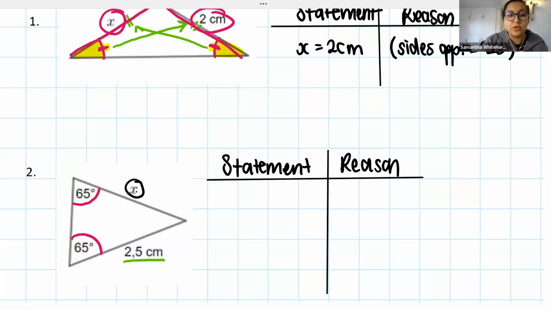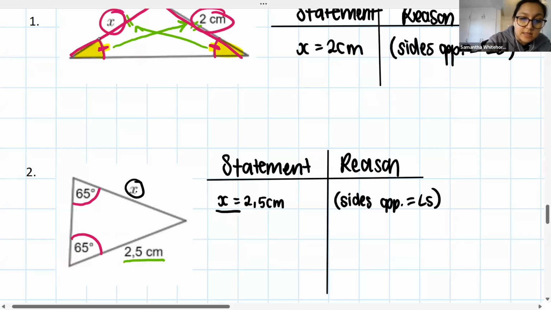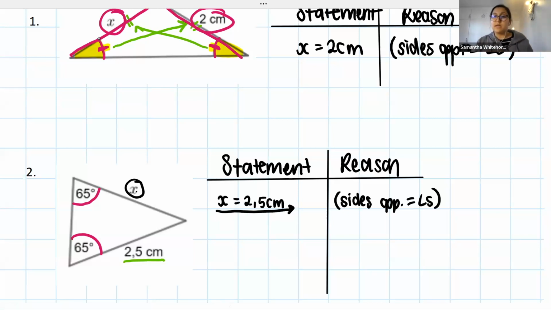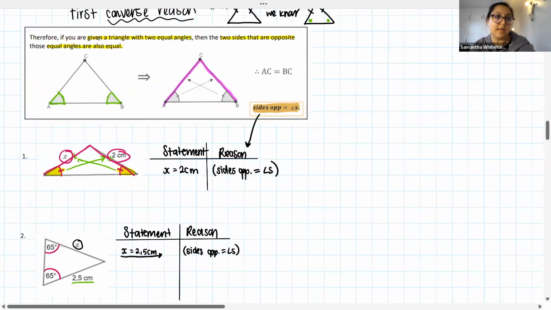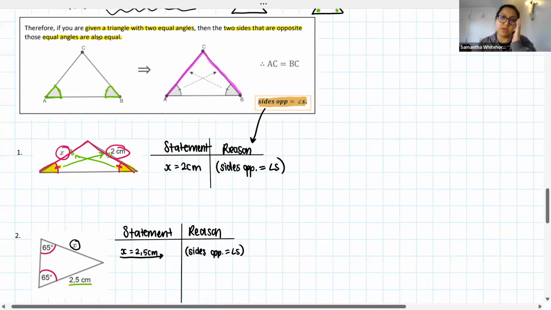Nice, guys. Okay, cool. So we can see that 65 is equal to 65. That's given to us. I didn't have to go and prove it or show it or anything like that. It's there. So automatically I can say x is equal to 2.5 centimeters. And importantly, it's because they are the sides opposite equal angles. And that's it. Didn't have to do any calculation, didn't have to do any working out. That was it. All right, so I'm just going to do that in case you want to take a screenshot or didn't get a screenshot, just in case.